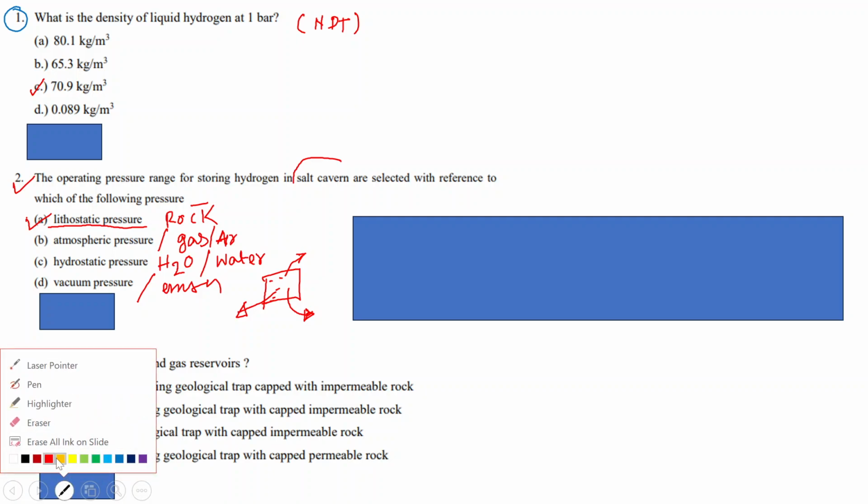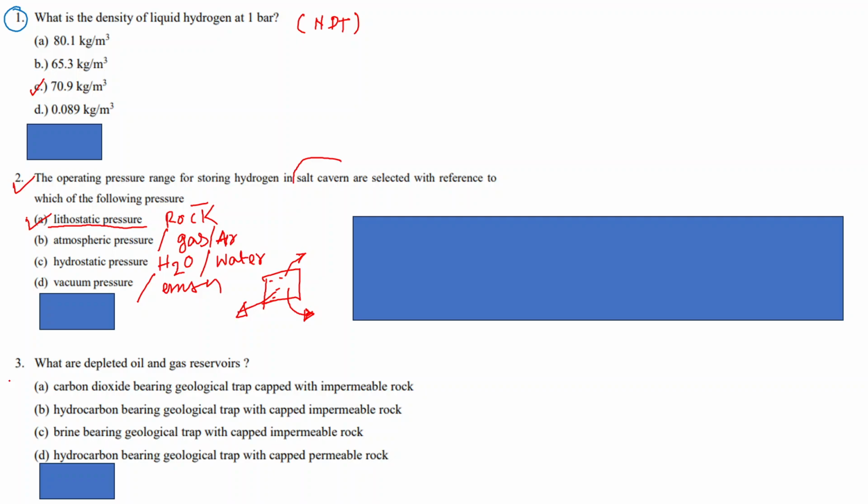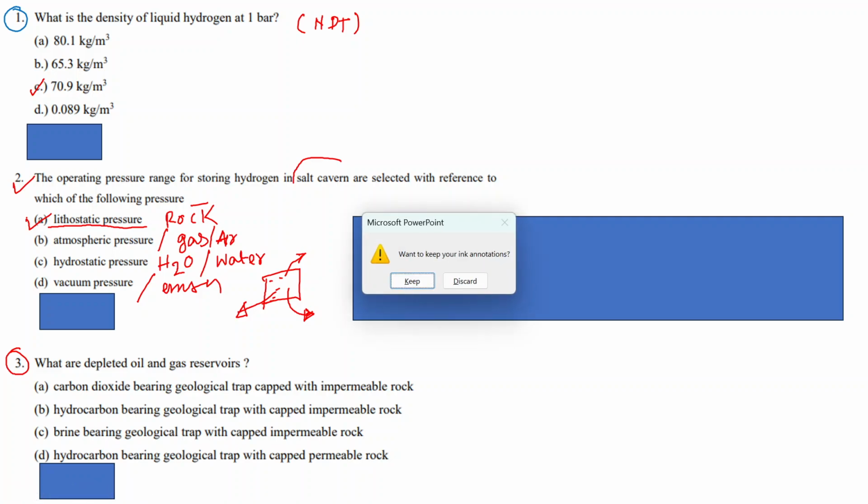Next, question number 3. What are depleted oil and gas reservoirs? Are you getting me?